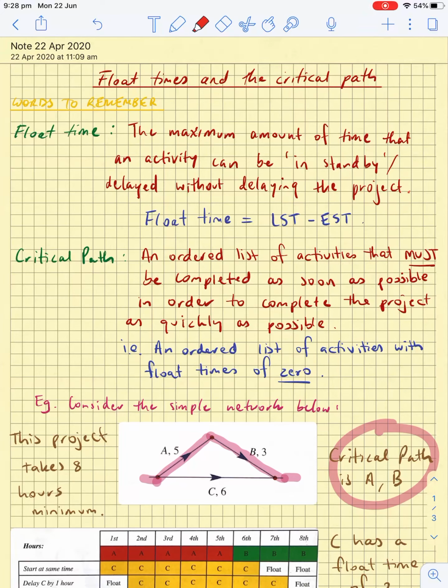Hi guys, for today's lesson we're going to be dealing with float times and the critical path. So first up, some words to remember. What do I mean by the float time?